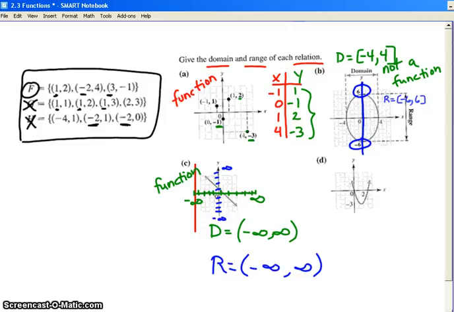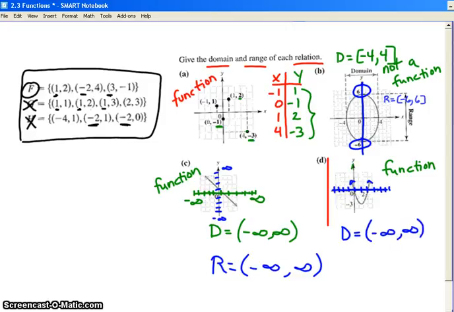Okay, on example D, take the vertical line test. Again, we have another function. It never crosses the vertical line more than once. Okay, the domain along the x-axis here, notice I have arrows, so every single number along the x-axis is part of the domain, from negative infinity to positive infinity.